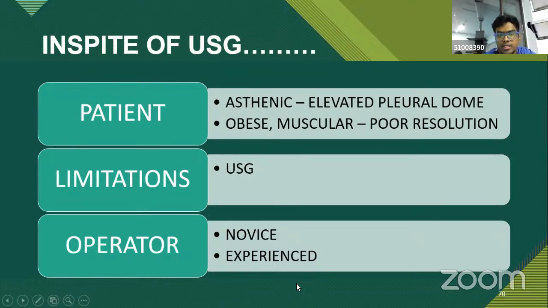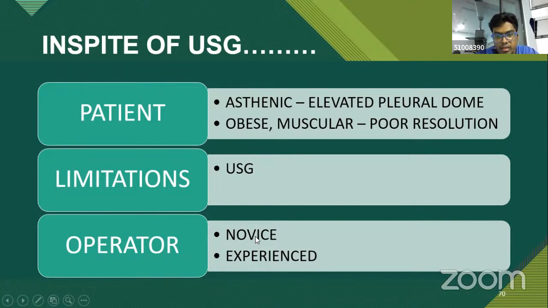Now, why in spite of USG do patients develop pneumothorax, or why are we producing a complication of pneumothorax? The reason is that in thin patients, there is an elevated pleural dome, so an ultrasound-guided block can produce a pneumothorax. And if you consider obese and muscular patients, there is poor resolution and the nerve plexus is at a depth. So if you are not seeing the needle tip appropriately, you overshoot and injure the pleura. And the limitations of USG itself, such as a poor image or faulty image settings, or the pitfalls of USG that we still have, can still cause pneumothorax when we give the block.